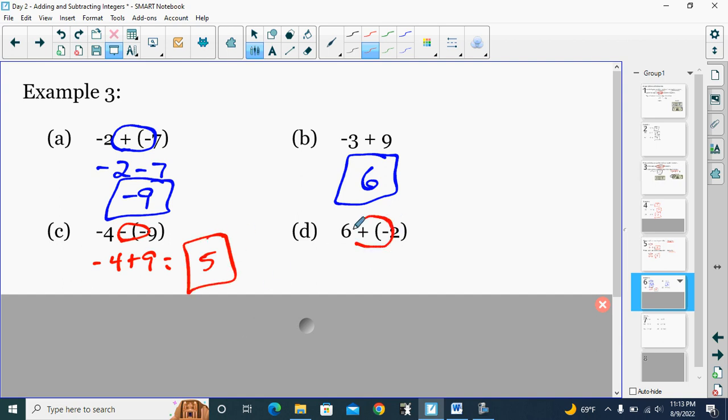Plus and minus next to each other. 6 minus 2 gives us 4.